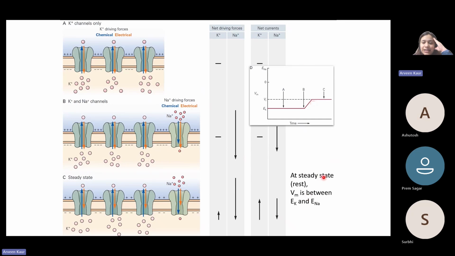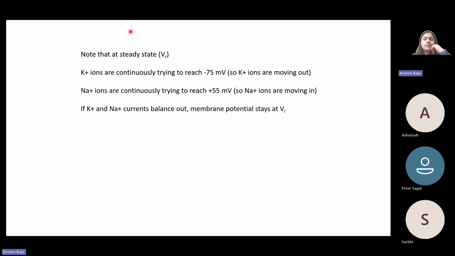So at steady state or rest, Vm is between the equilibrium potential of potassium and sodium, right? So this is the equilibrium potential of potassium. This is the equilibrium potential of sodium. Although it is not midway between them, it is somewhere between them, right? So this is the steady state potential, right? So at steady state, the potassium ions are continuously trying to still reach minus 70. So K plus is still moving out. The sodium ions are still continuously trying to reach plus 55. So it is moving in.